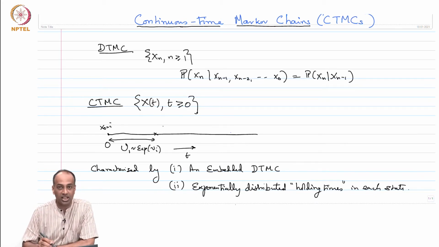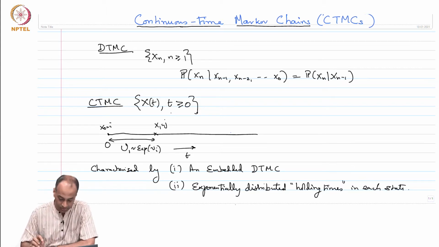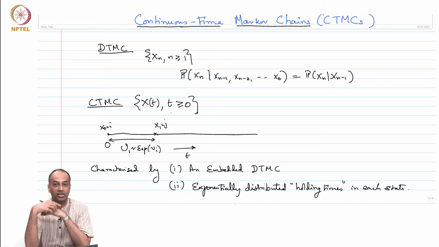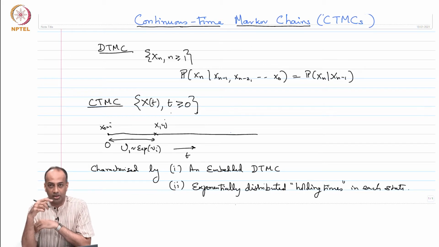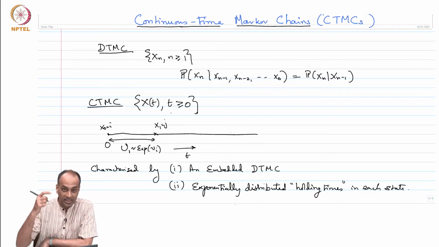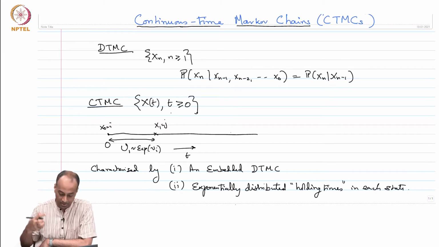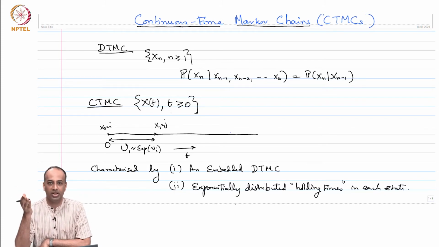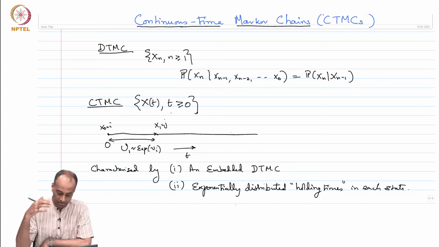Then after this exponential amount of time, the underlying DTMC goes to some other state, let us say X1 equals j. The state that this embedded DTMC transitions to is independent of the exponential random variable that just happened, it is independent of u1. So, the DTMC transitions to some state j with some probability Pij. The Pij's are the transition probabilities of the underlying, embedded DTMC.